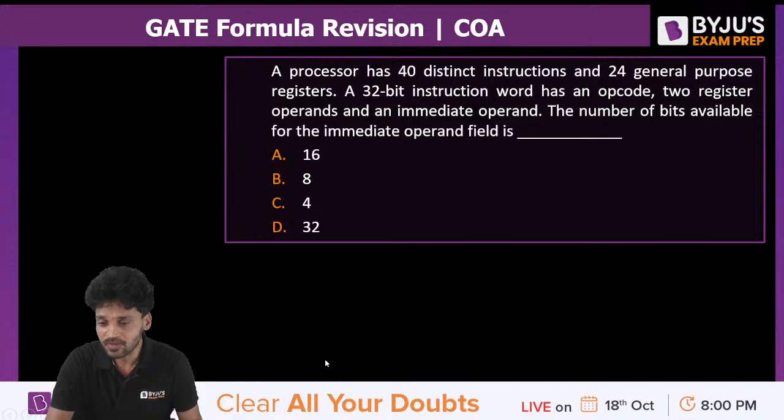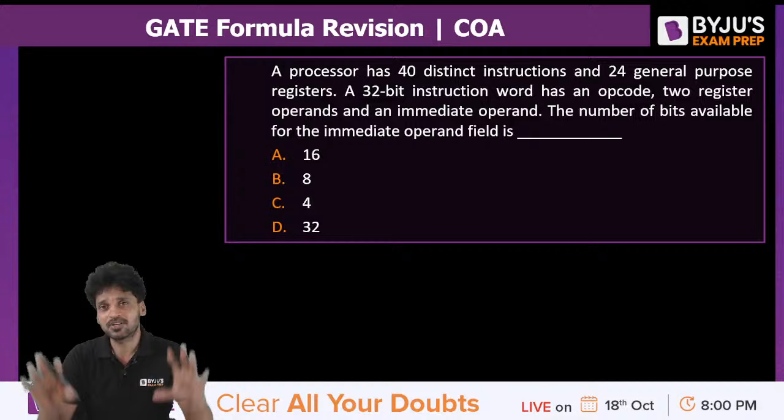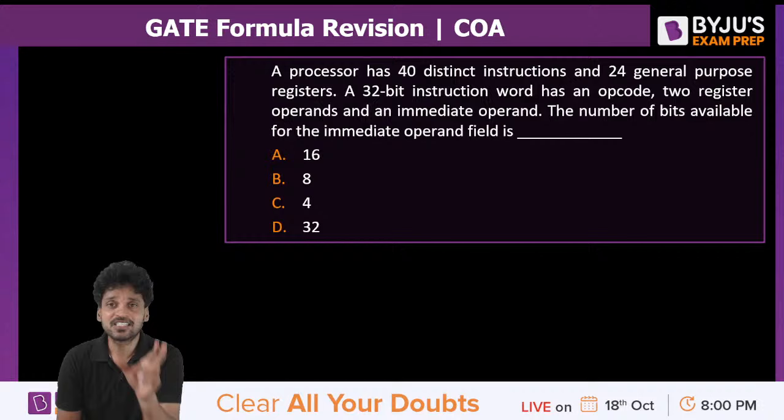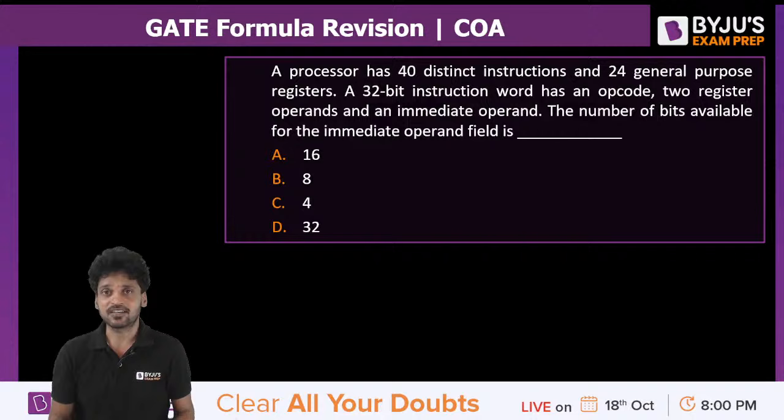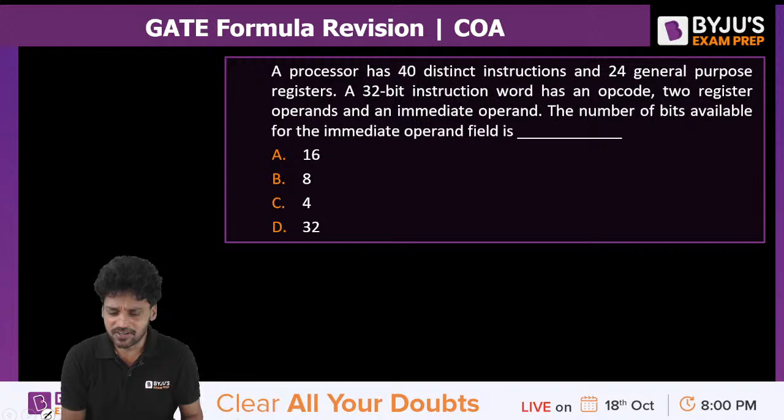When it comes to the CPU design, the larger percentage of the questions is about finding out the number of bits in a specific instruction field. How will we be able to find out the number of bits in a specific instruction field? For this, we need to understand the instruction format of the system. Every instruction in every processor will be of several bits. Let me show you this.